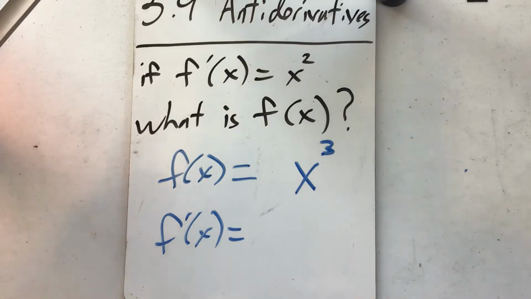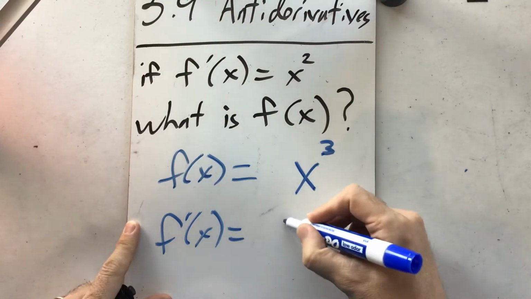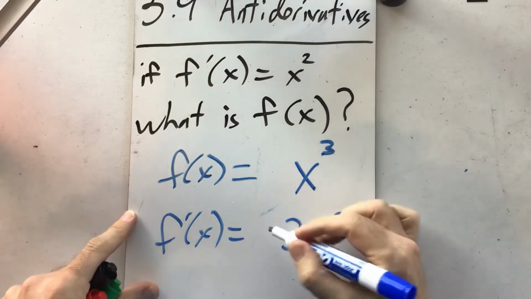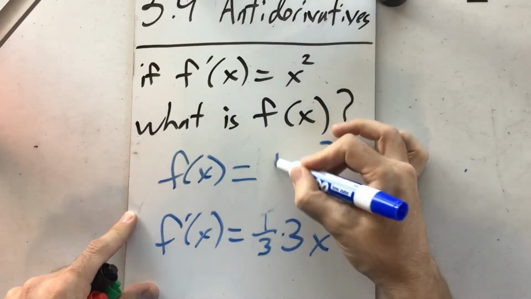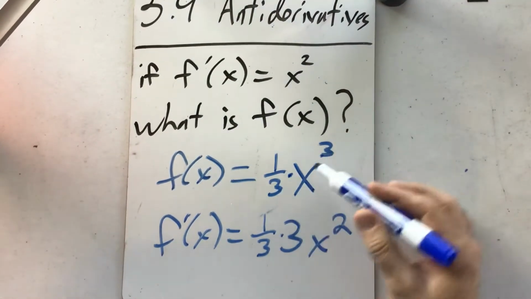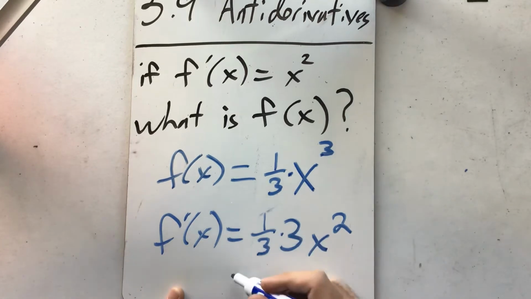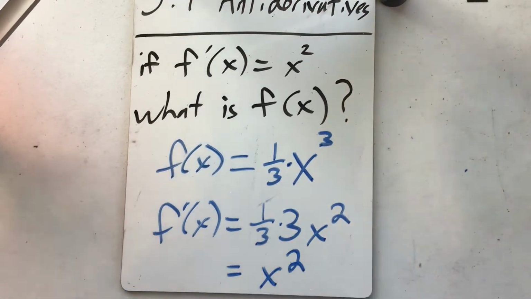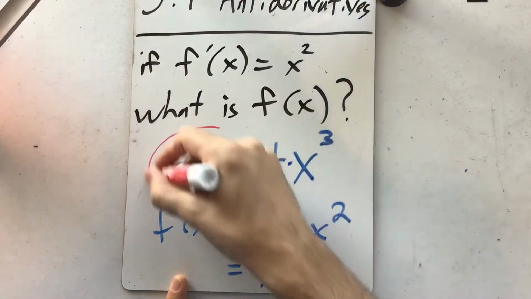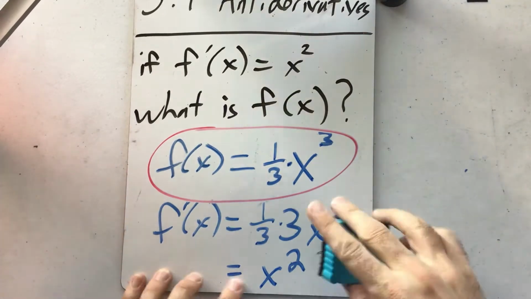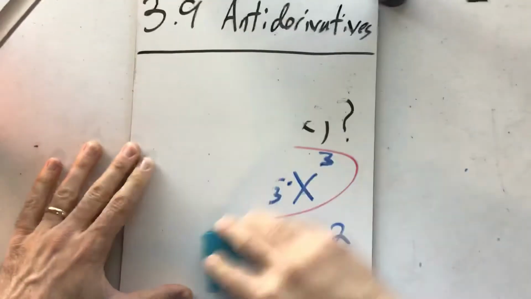But x cubed isn't quite right, because if we took the derivative of x cubed, we would get 3x squared. So what do I need to do? I need to somehow cancel out that 3. The way to cancel out a 3 is to multiply by 1/3. Then 1/3 x cubed becomes 1/3 times 3x squared, and that 3 and that 1/3 cancel out, and you get just x squared. So this was the function that gave us the antiderivative. We call 1/3 x cubed the antiderivative of x squared. So let me write this down.